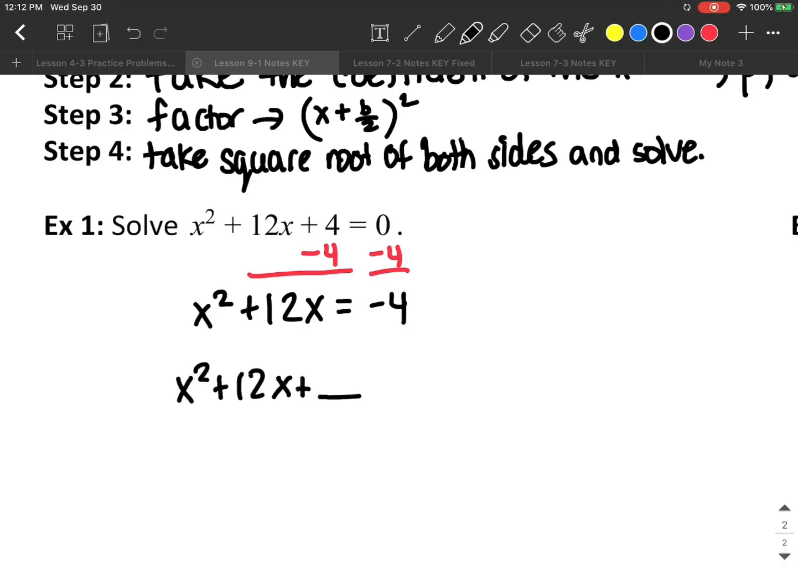So what do I have to add to the left-hand side? I'm also going to have to, do not forget to add it to the right-hand side as well, because you've got to keep the equation balanced. You can't just add whatever you want. It's chaos.